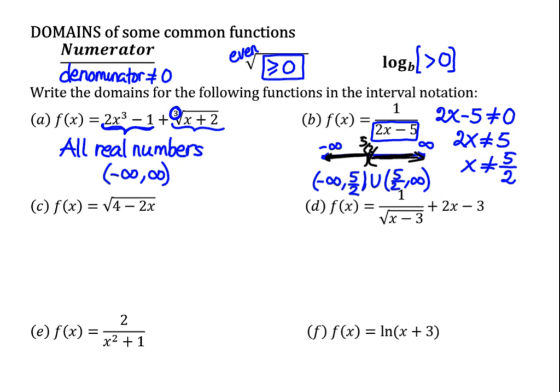Next we have the square root. This is a square root, so it is an even root. We need to have inside the even root greater than or equal to 0. So we have 4 minus 2x greater than or equal to 0. Subtract 4 on both sides. We have negative 2x greater than or equal to negative 4.